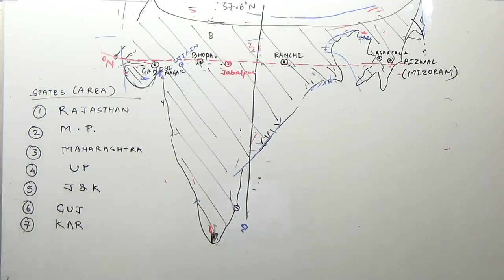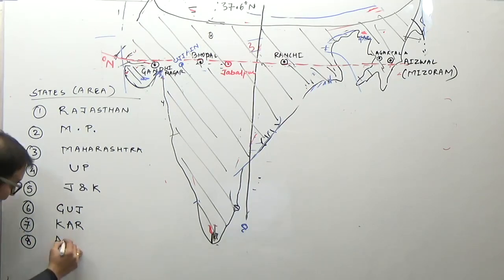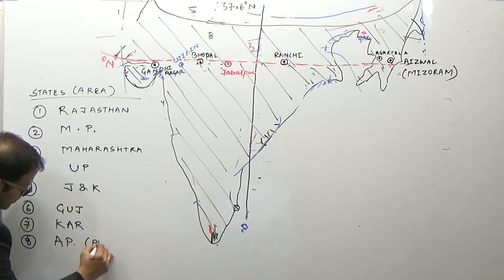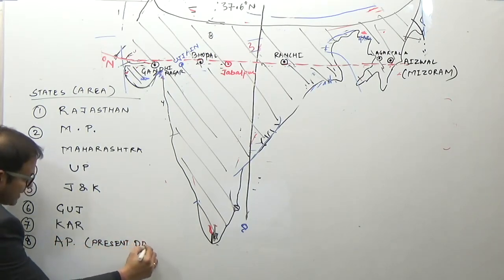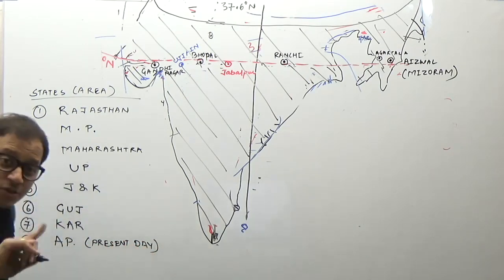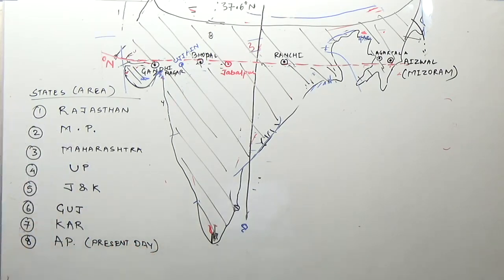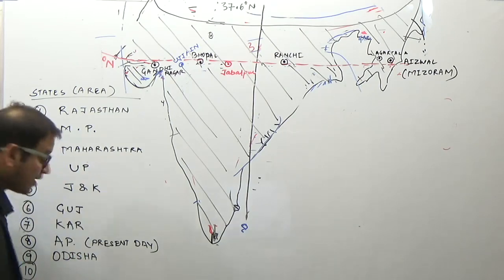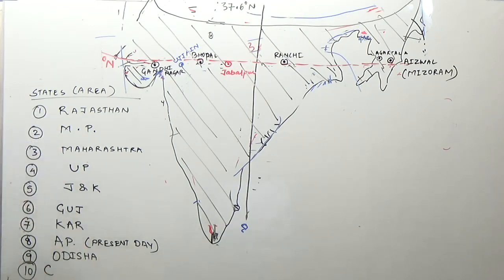The eighth biggest state in India is present-day Andhra Pradesh. Present-day Andhra Pradesh means it does not include the part of Telangana. Then the ninth biggest is Odisha. And the tenth biggest, you will be surprised, but we don't think of it, is the state of Chhattisgarh.